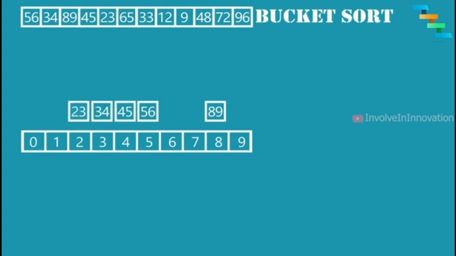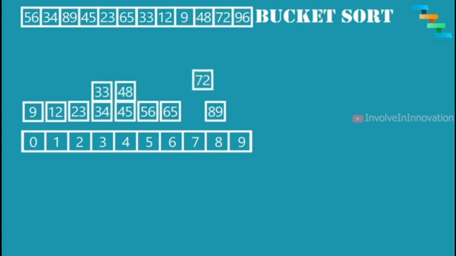65 divided by 10 gives us the value 6, so we will put that in bucket 6. 33 divided by 10 gives us the value 3, so we'll put it in bucket 3. 12 divided by 10 gives us the value 1, so we'll put that in bucket 1. 9 divided by 10 gives us the value 0, so we'll put that in bucket 0. 48 divided by 10 gives us the value 4, so we will put that in bucket 4. 72 divided by 10 gives us the value 7, so that will go into bucket 7. And 96 divided by 10 gives us the value 9, so we'll put it in bucket 9. Now we have evenly distributed the input integer array through 10 buckets.